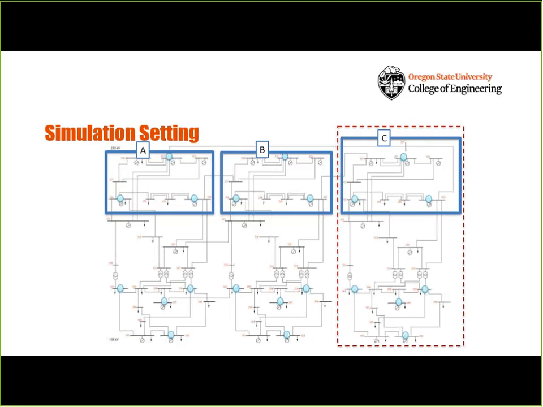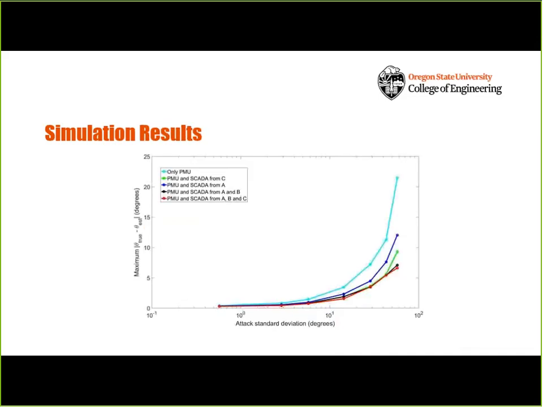Apart from that, as I said, we are also leveraging SCADA meters from a trustworthy set of SCADA meters. So regions A, B, and C in this diagram correspond to the sets of meters that we consider trustworthy in different experiments. When talking about the attack, we model the attack as coming from a standard Gaussian distribution, and the standard deviation of this distribution corresponds to the severity of the attack.